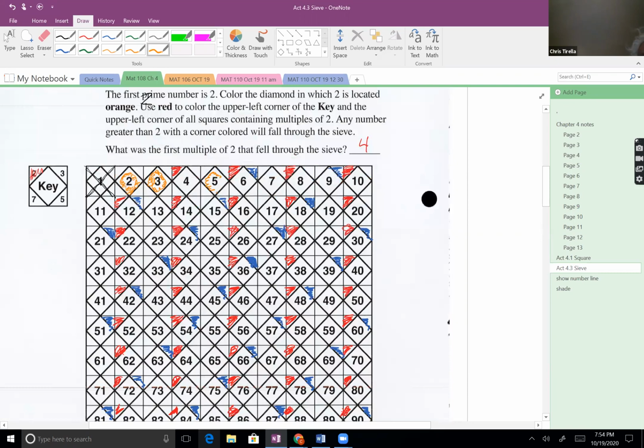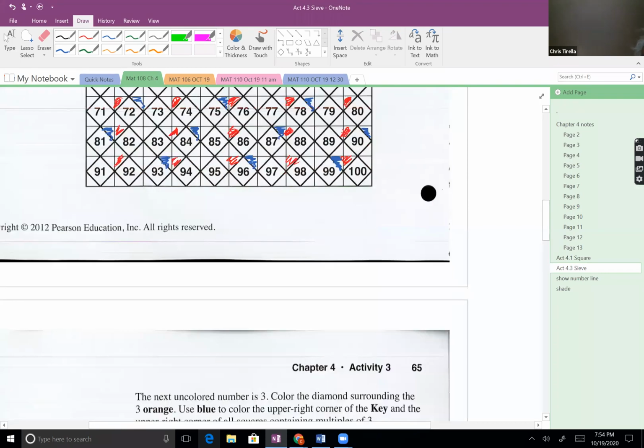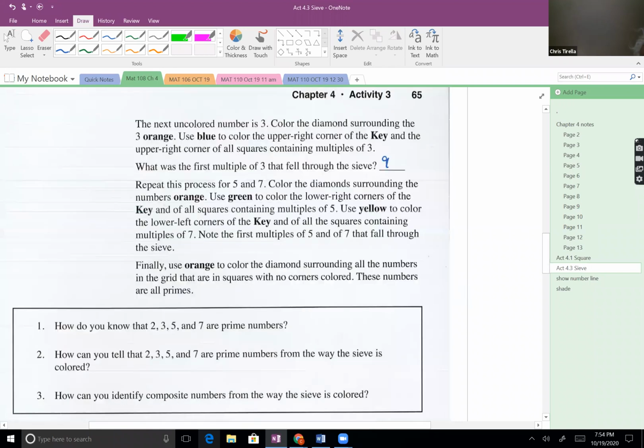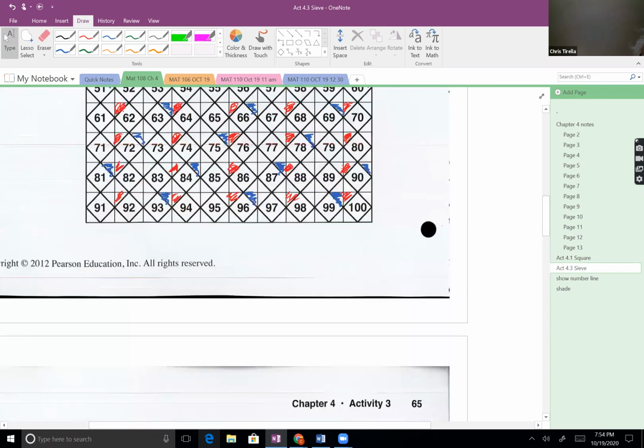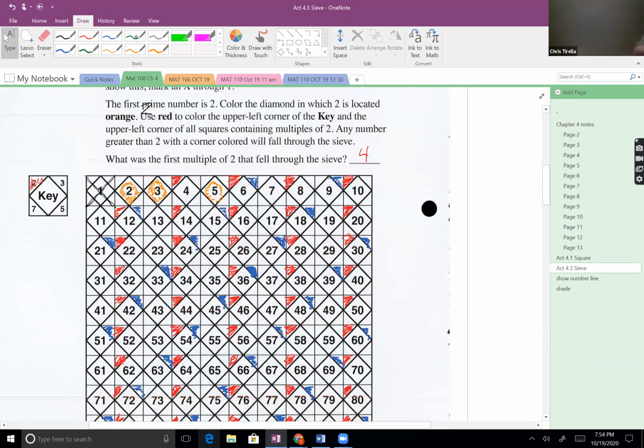And I think they tell us to color in the multiples of 5. Oh my heavens, I don't remember what color. Green. So 5, then it would be 10. I'm sorry, I colored in the wrong corner there. 5's the bottom, right?